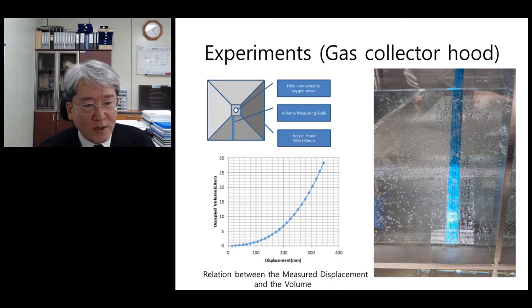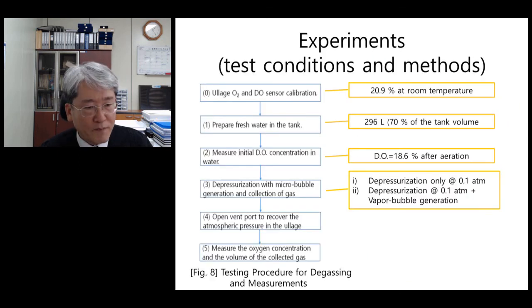For a correct volume measurement, a millimeter scale is attached on one of the slant surfaces of the gas collector hood. A correlation is established between the water level on the scale and the captured gas volume using both a CAD tool and the actual measurements. This diagram shows a brief testing process.